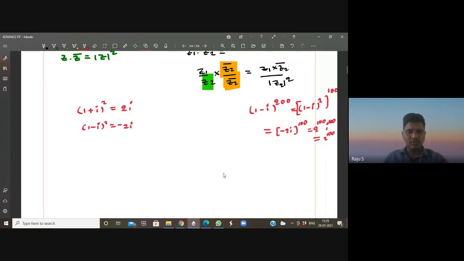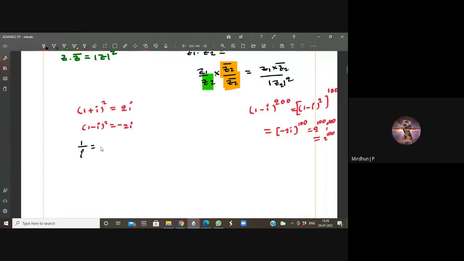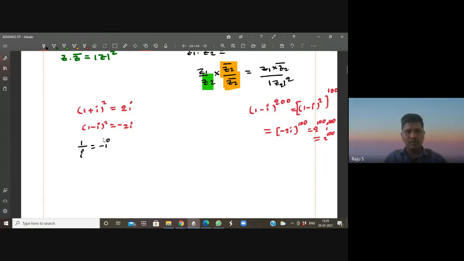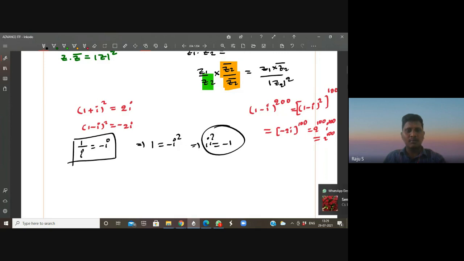So try to remember. And also, since we know very well, 1 by iota value becomes minus iota. So remember, students, when we cross multiply, 1 is equal to minus iota square, which implies iota square is equal to minus 1. It satisfies. So 1 by iota value is minus iota. Remember that.